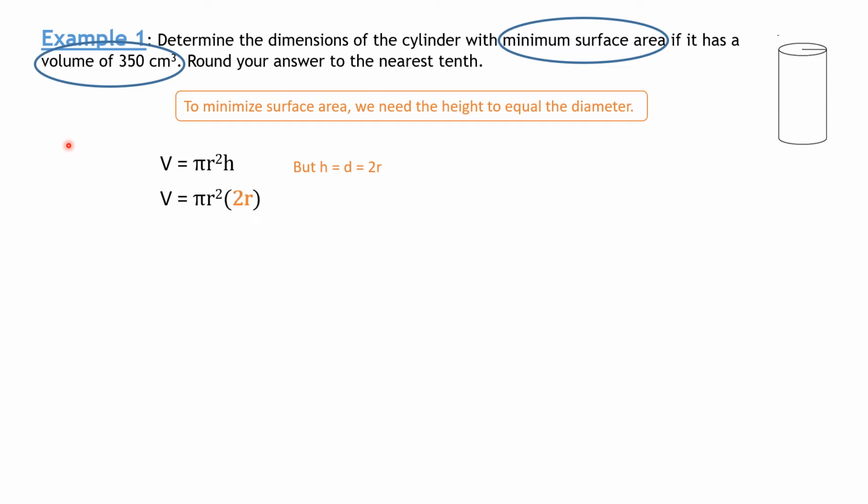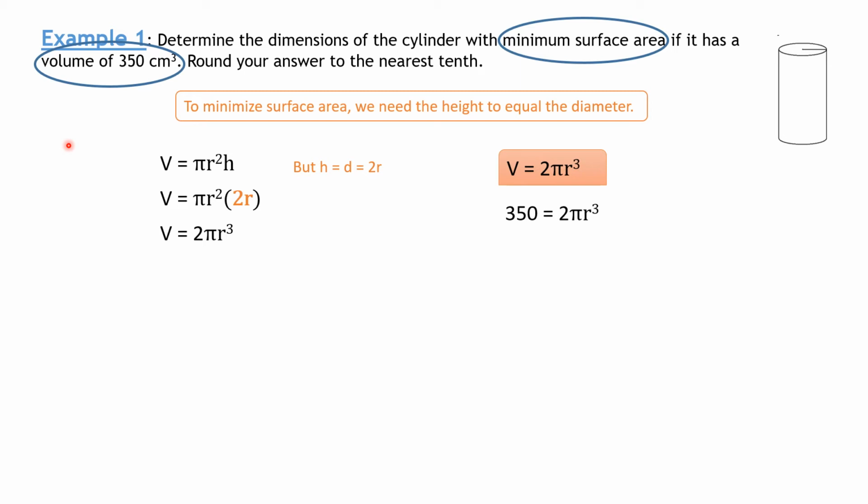So in for h, I sub in a 2r. When I multiply that out, I now have an r cubed, and the 2 moves to the front. So here is a new formula. This formula gets us, there's a V in front of it, so it's a volume formula, and this is going to be the formula we're going to use for volume when we're minimizing the surface area. 350 goes in there. Now what?